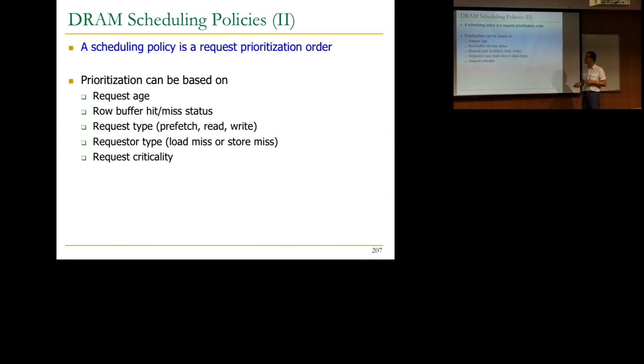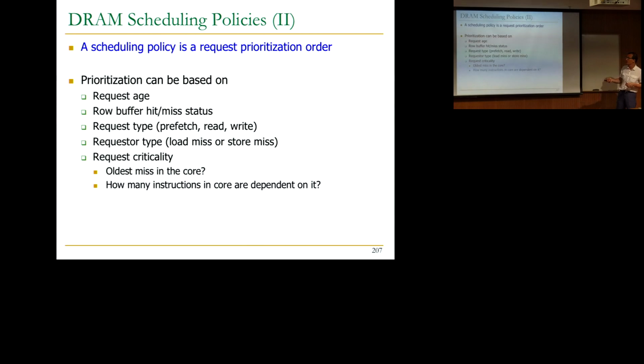And I think there needs to be more research in this one. How do you actually define request criticality? Is it the oldest miss in the core? Or is it defined by how many instructions in the core are dependent on it? Because this is a measure of how many things it's going to enable into the future. Will it stall the processor, if you can guess that?